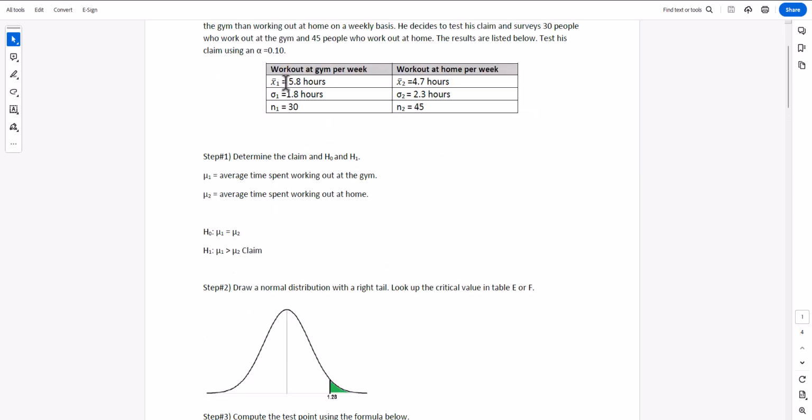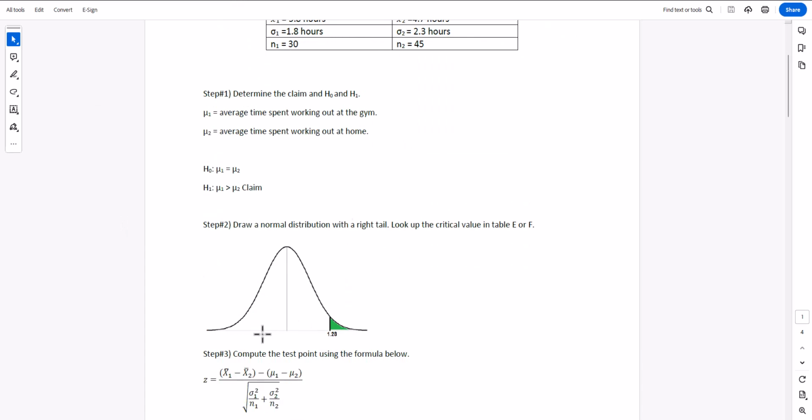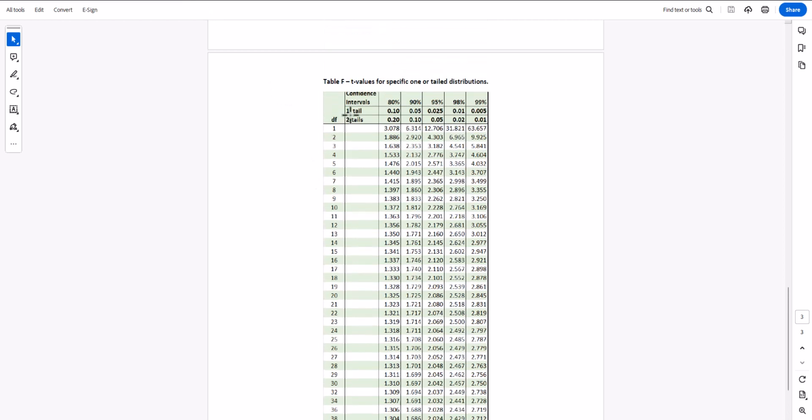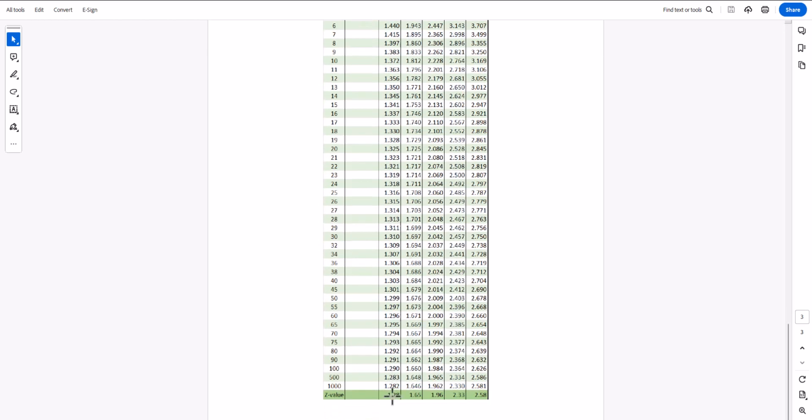Also, we know that we are given the two sigmas. That means it's a z-test, so we draw the normal distribution. It's greater than, so it's a right-tailed test. We now look up the critical value. It's a one-tailed test because it's right-tailed, 0.10. The critical value is 1.28.